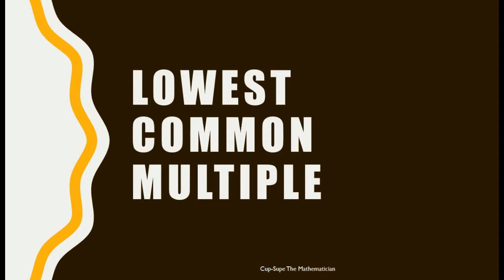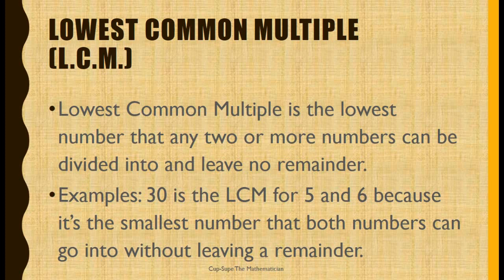Your lowest common multiple. Lowest common multiple, and the abbreviation is L.C.M. This is the lowest number that any 2 or more numbers can be divided into. Example can be 30, which is the LCM for 5 and 6. There are other LCMs. For example, you can write at least 2 others, but normally they do not leave an additional portion, they do not leave a remainder.